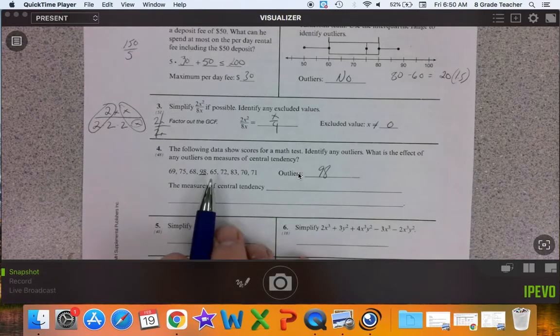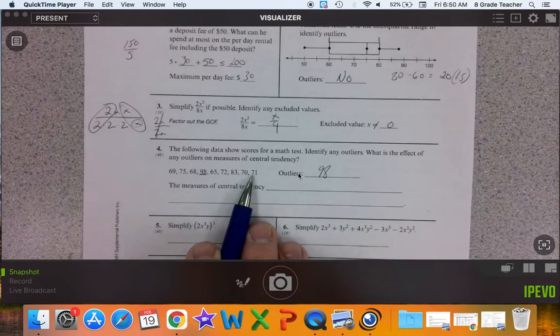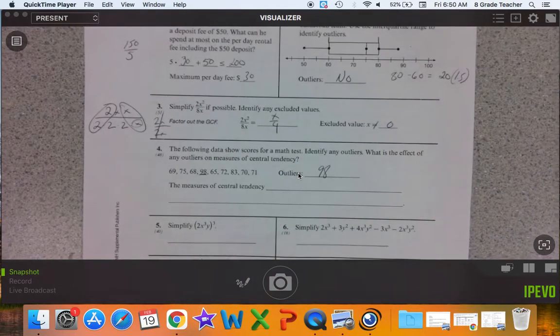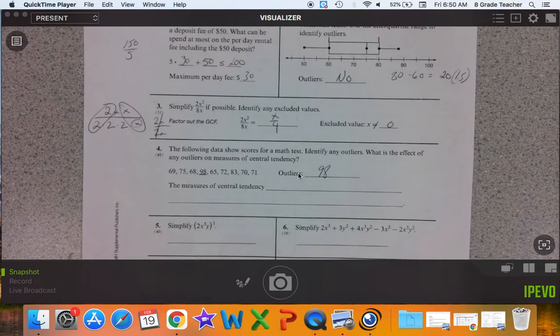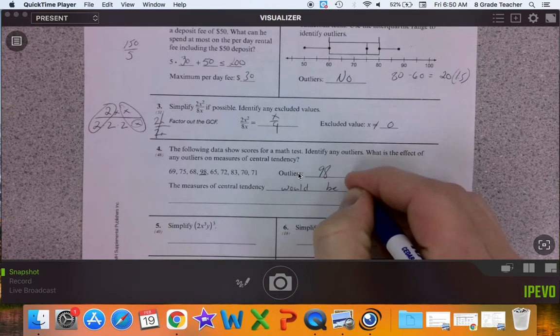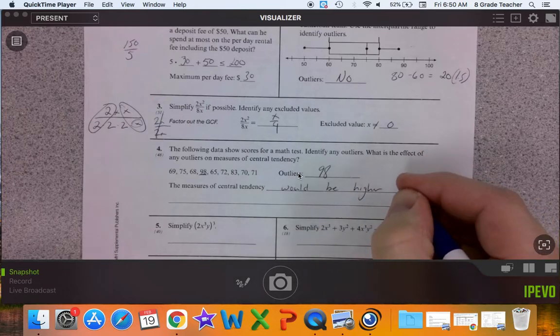In this case, that number is well outside of what would be the common range for our measures of central tendency. So when you have a number that's way too big, what does it do to the mean and the median? It bumps everything up. So the measures of central tendency would be higher with 98 included.